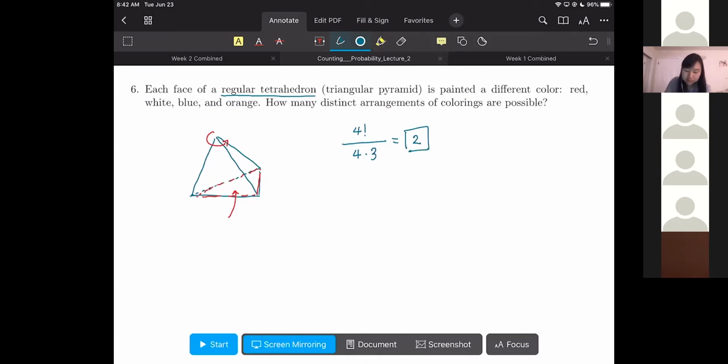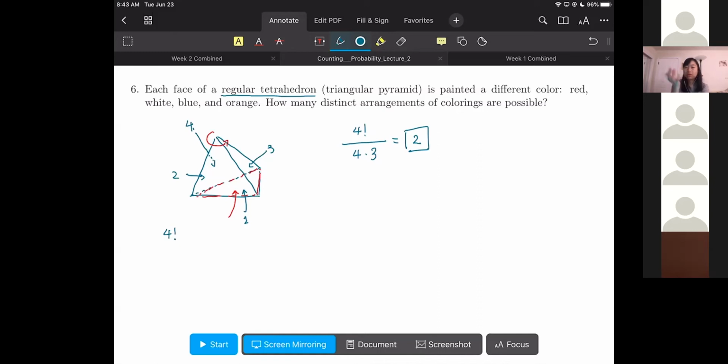Yeah, so there's 4 colors here: red, white, blue, and orange. Let's say we want to number the faces 1, 2, 3, and 4. Sorry, it's hard to tell what I'm numbering. Let's number the bottom face 1, this front face 2, the side face 3, this back face 4. If we wanted to just color each one based on the number, then we would get 4 factorial.